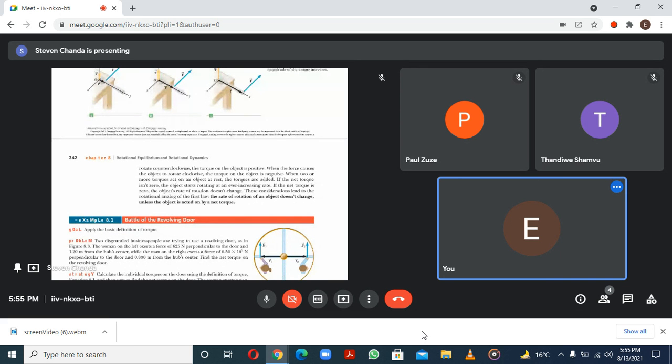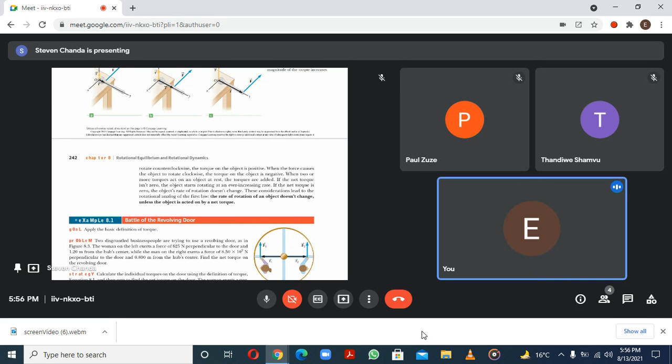And so the woman on the left is applying that force perpendicular to the door and 1.2 meters from the hub center, while the man on the right exerts a force of 850 newtons perpendicular to the door and 0.8 meters from the hub center. Find the net torque on the revolving door. The other way they could ask is, who's going to open the door? Or on which side is the door going to be opened?